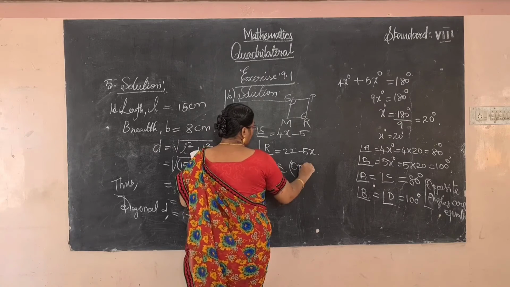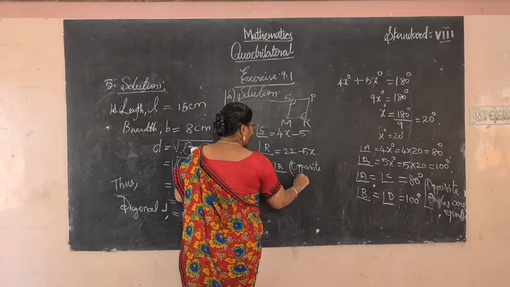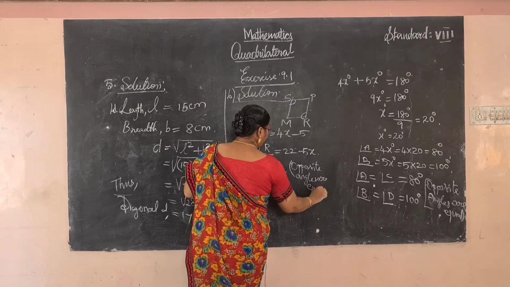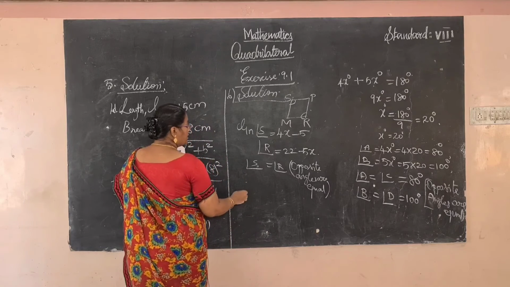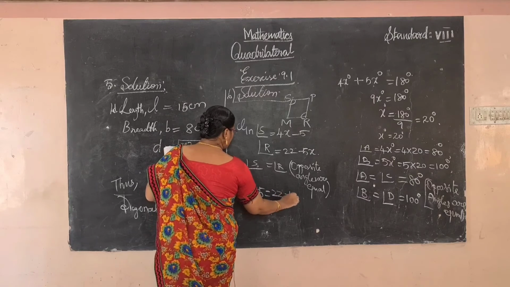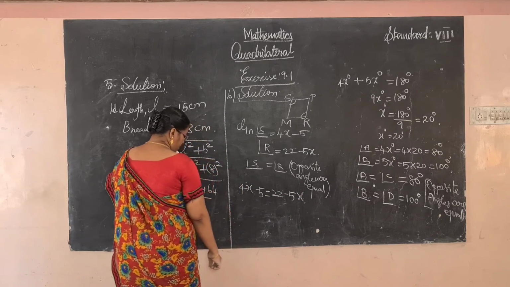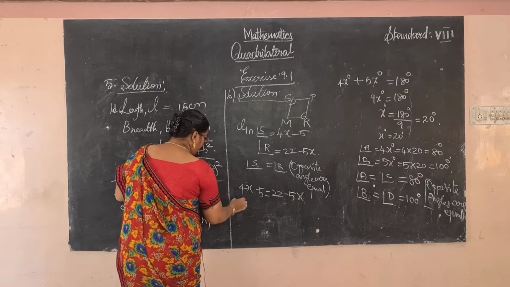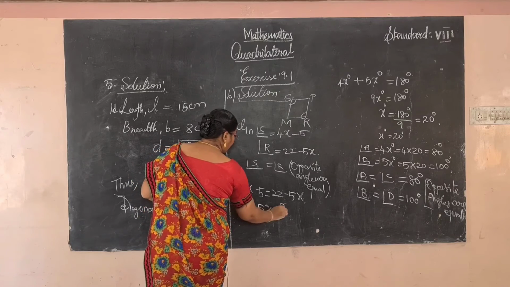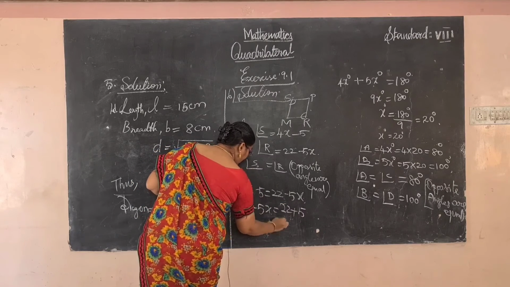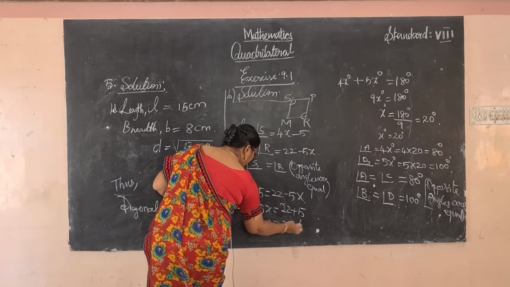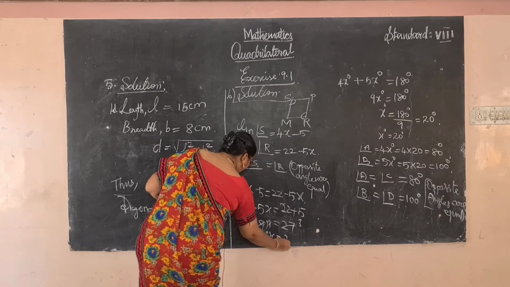Opposite angles are equal. So angle S, 4x minus 5, is equal to 22 minus 5x. Arrange the like terms. So 4x, bring 5x to this side, and 22 plus 5 is 27. Here 9x equals 27, so x value is 3.